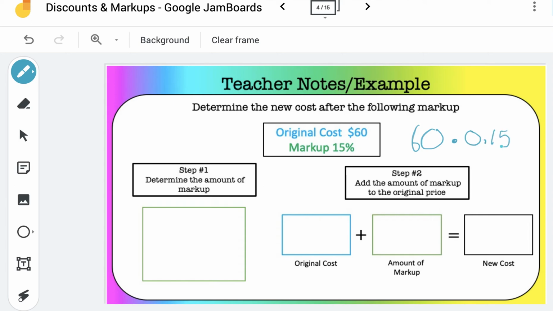All right. Now, with a calculator, I'll tell you right now, that answer is going to be $9. So $9 is the amount of the markup. So the price is increasing by $9.